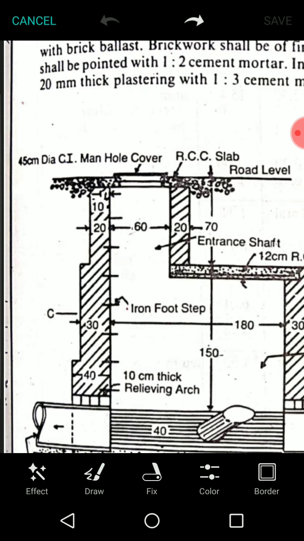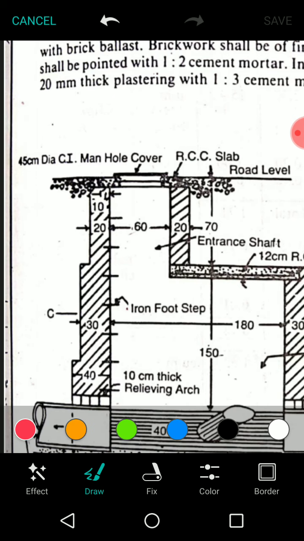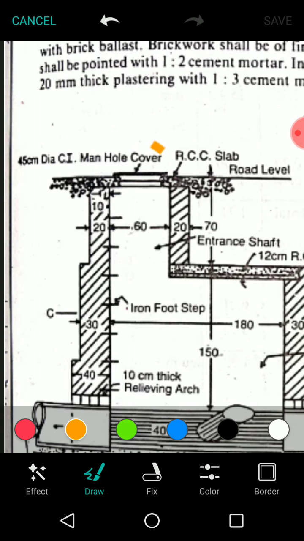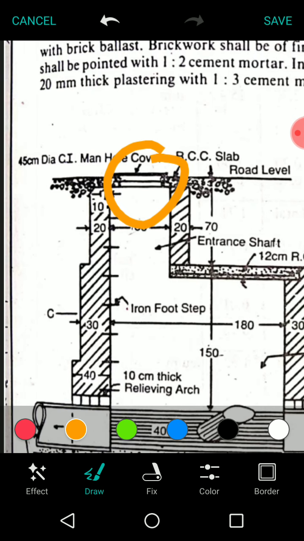Precast cover. Clearly they have mentioned here manhole cover. So it is having the dimension of 45 centimeters, I mean 0.45 meters of diameter.